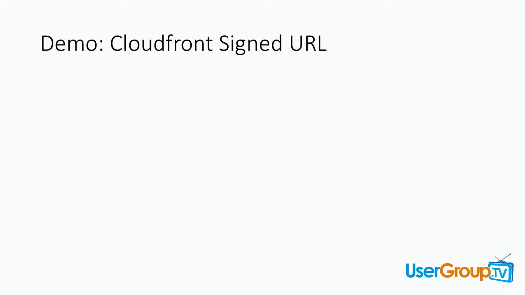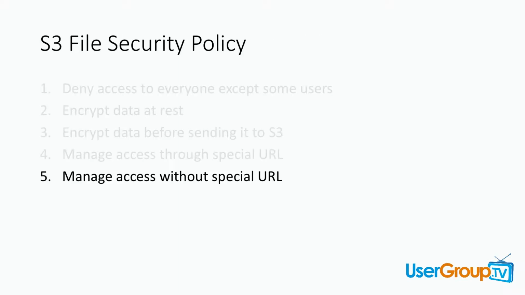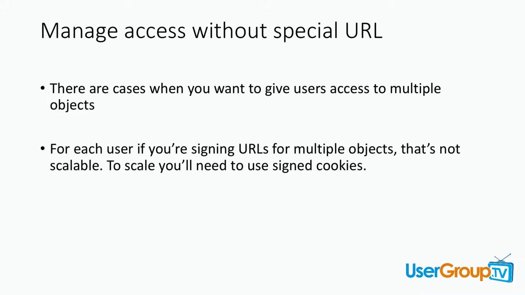Okay, so we covered both the S3 pre-signed URL as well as the CloudFront signed URL. Now on to the last one, which is you want to manage access without a special URL. Why is this needed? What extra kind of facilities does it give us?